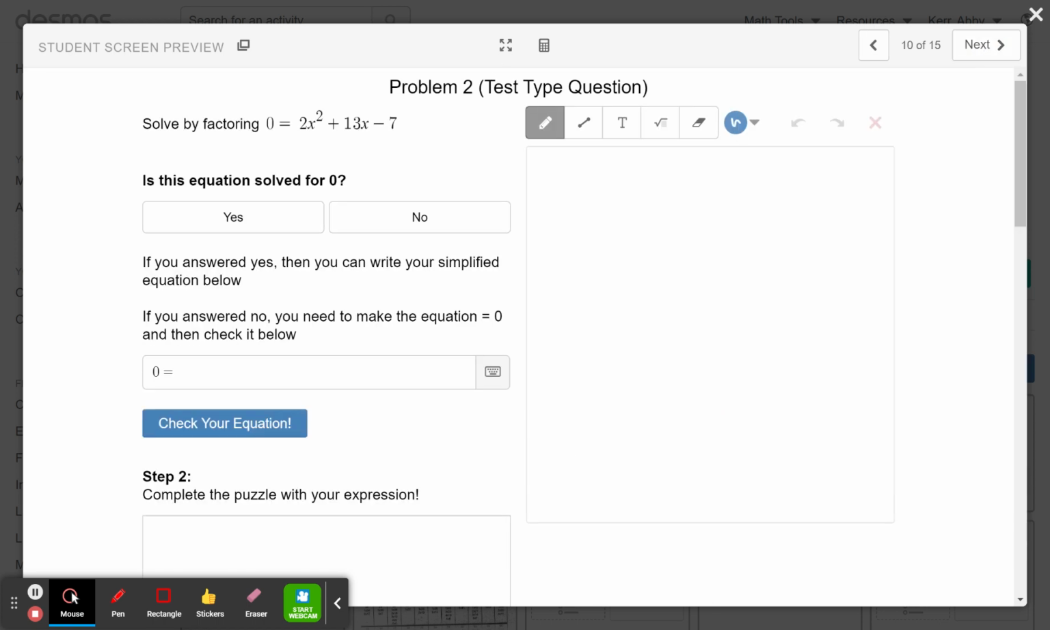All right, solved by factoring. 0 equals. Is this equation solved for 0? Yes.